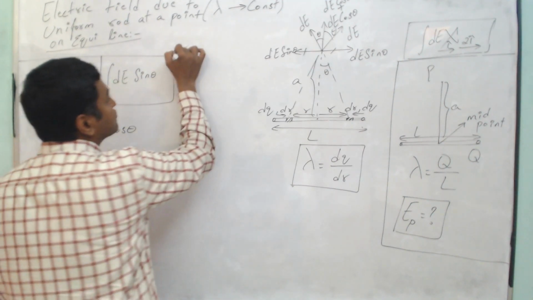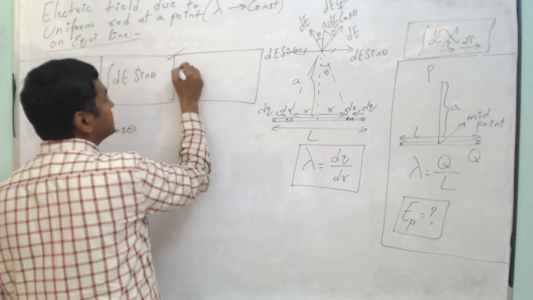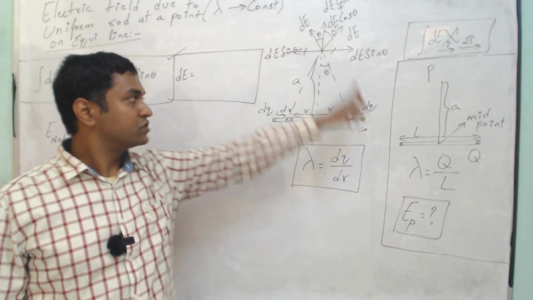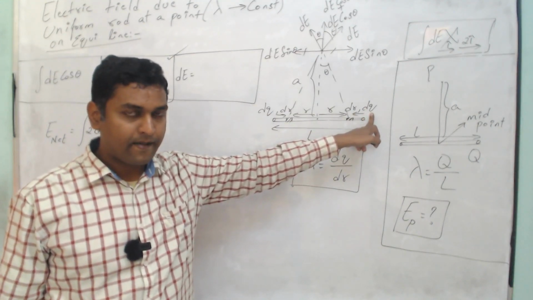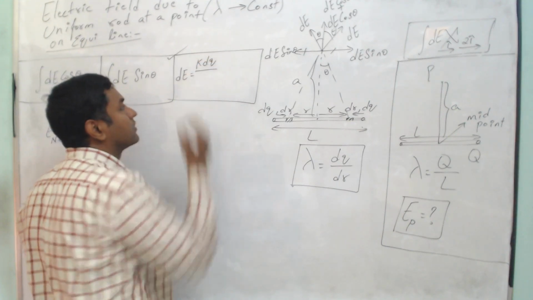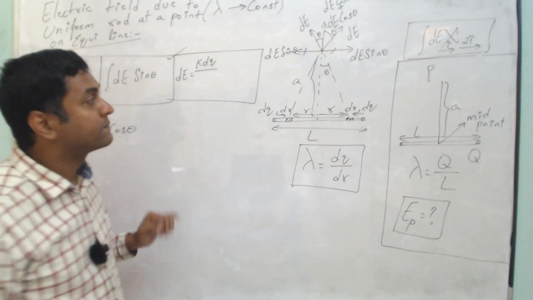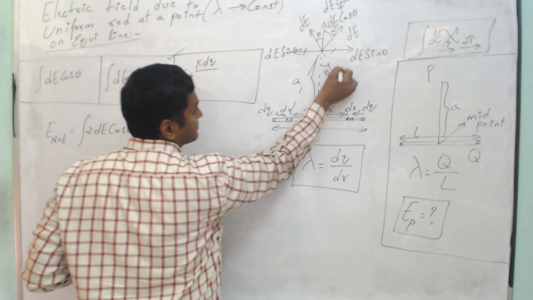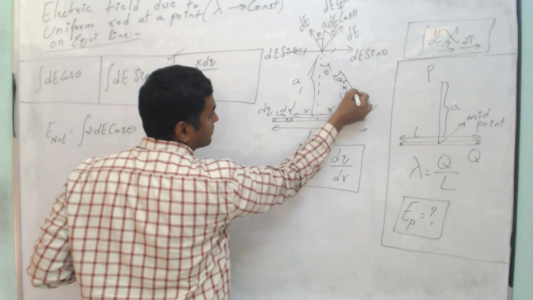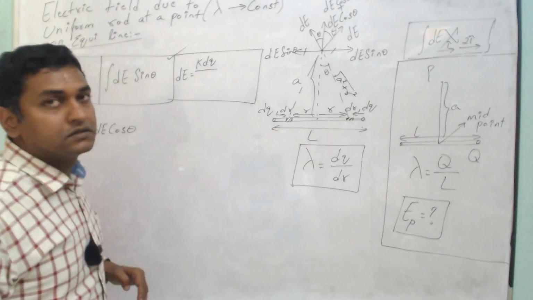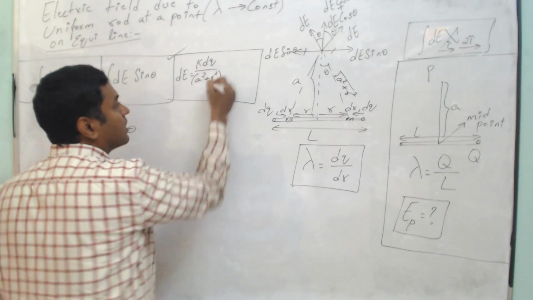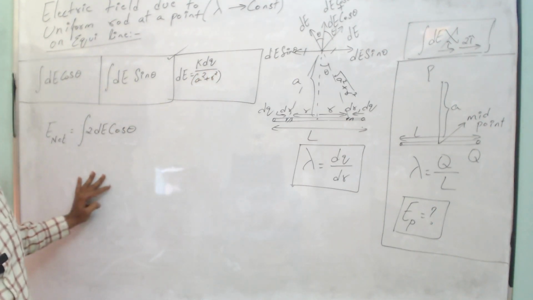Now, let us move ahead and find out what this dE is. dE is the electric field due to a charge dq, right? K dq upon the distance squared. So this distance, we said, is the square root of a square plus r square, right? Yes, sir. That means in the denominator I will get a square plus r square. Fine. Yes, sir.